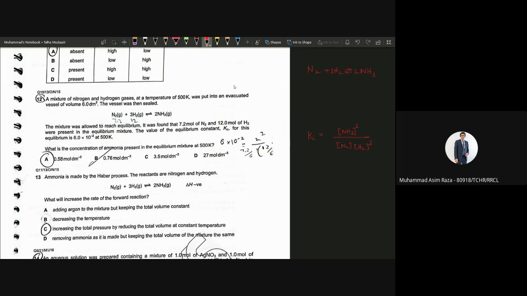He says that at equilibrium, nitrogen is 7.2 divided by 6, so that you can get the mole per decimeter cube. And hydrogen is 12 divided by 6, so that you can have its concentration. We do not know the moles or the concentration of ammonia, so just write x over here. So 7.2 over 6 is equal to 1.2. This is 2. So just put these values into the equation. Kc is 6 times 10 to the minus 2. This is not known, this is x squared. N2 is 1.2 times H2 is 2 cubed. So x squared will be equal to 6 times 10 raised to the power minus 2 times 1.2 times 2 cubed. So what is the answer?